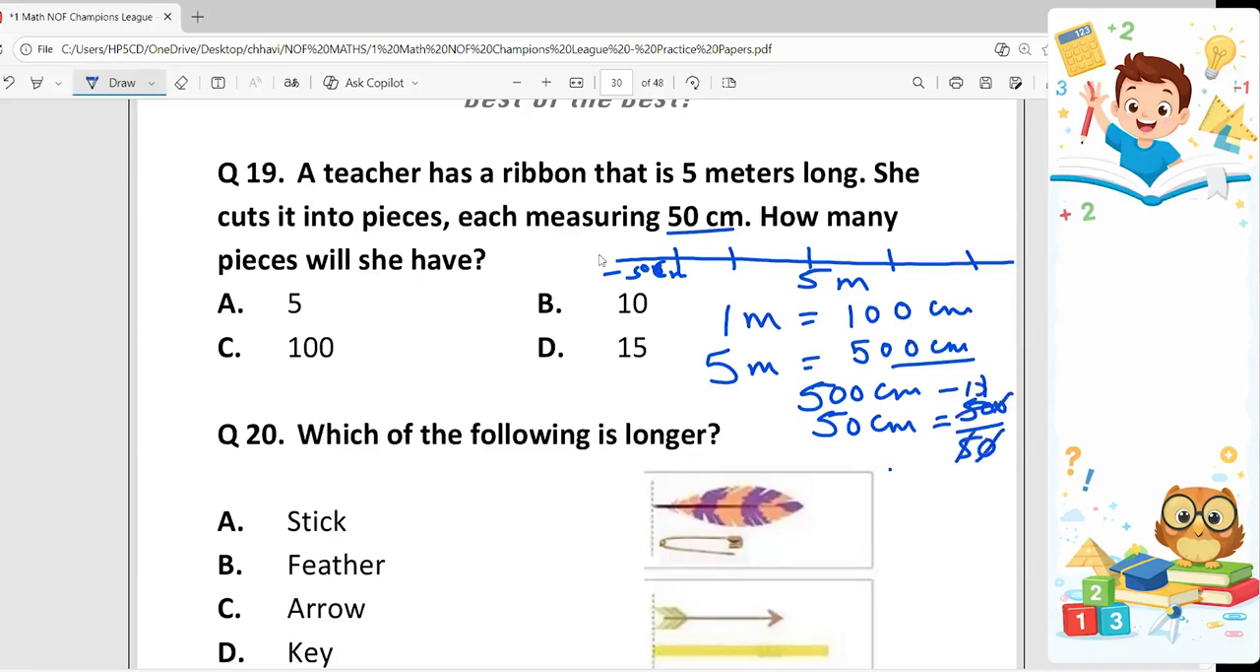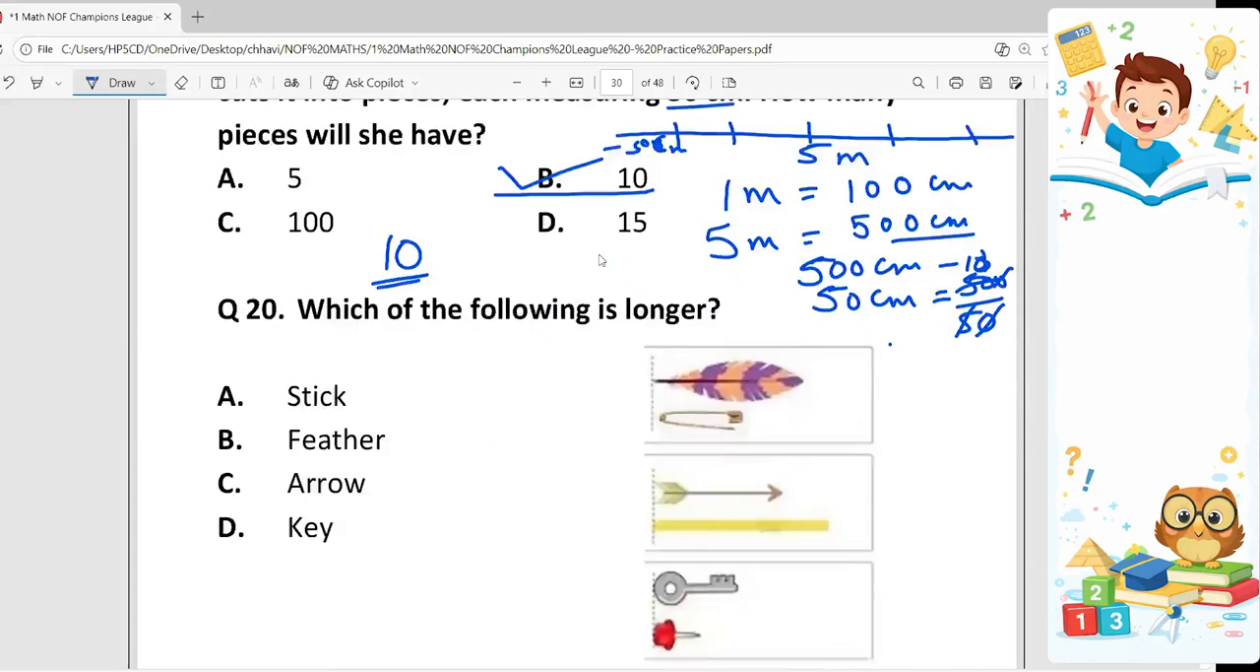5 tens are 50. So we'll make 10 pieces of that 5 meter long ribbon. And then here our answer is option B. Option B is the correct one.